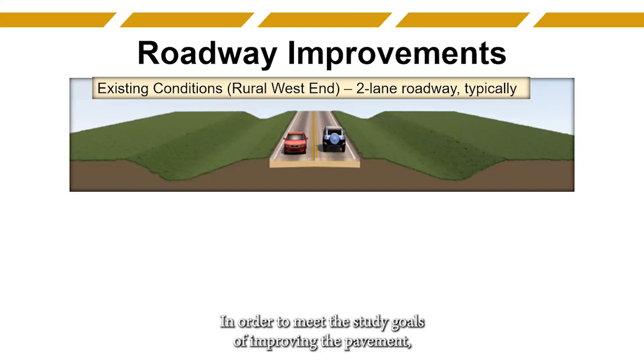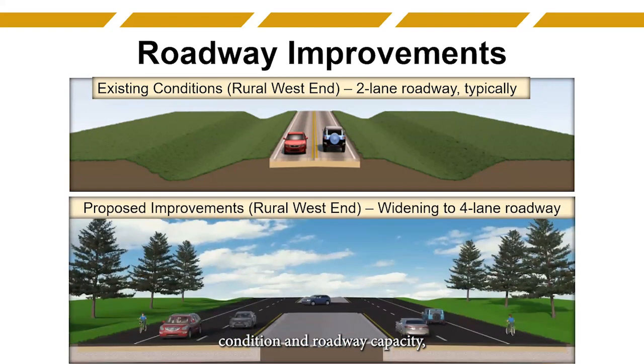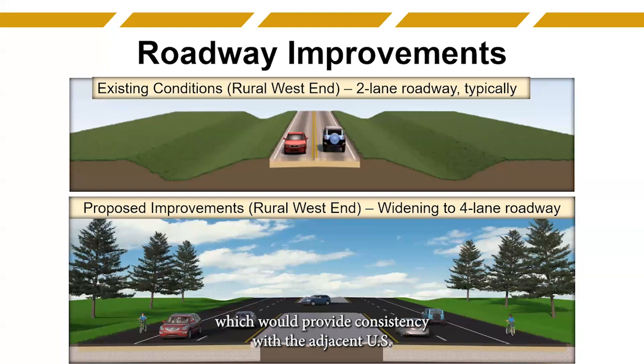In order to meet the study goals of improving the pavement condition and roadway capacity, the bottom image shows a conceptual rendering of what the 4-lane roadway would look like. There would be 2 lanes in each direction, which would provide consistency with the adjacent US Business Route 20 segments on either side. And between the eastbound and westbound lanes, there would be a median of some sort. And really, what type of median that would be depends on where you are on the corridor.